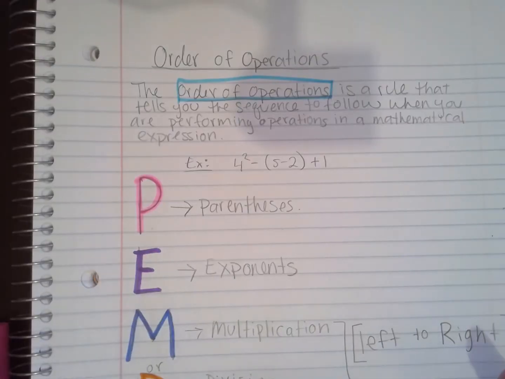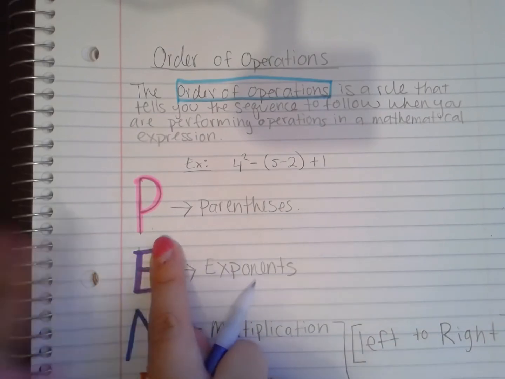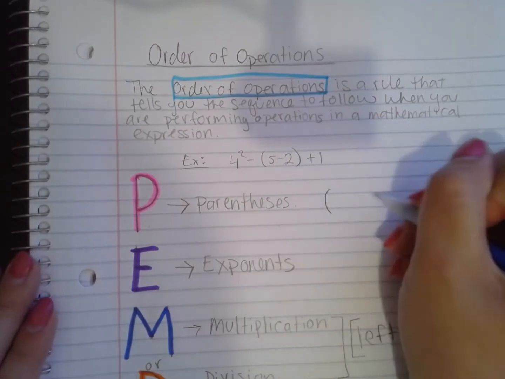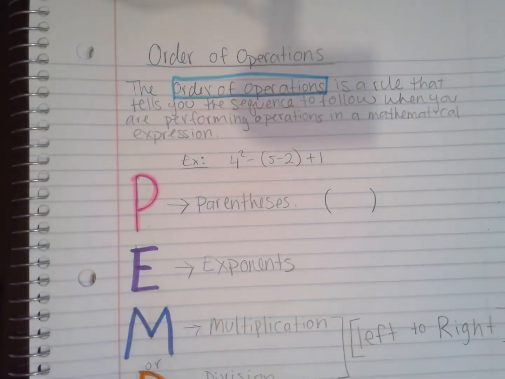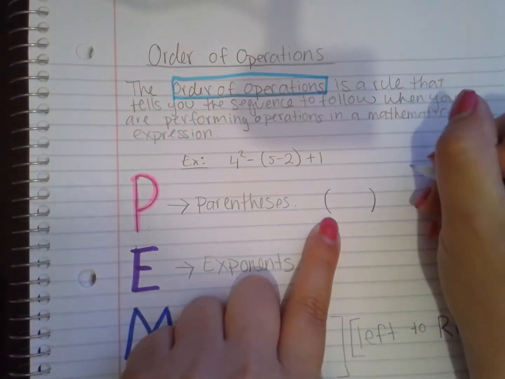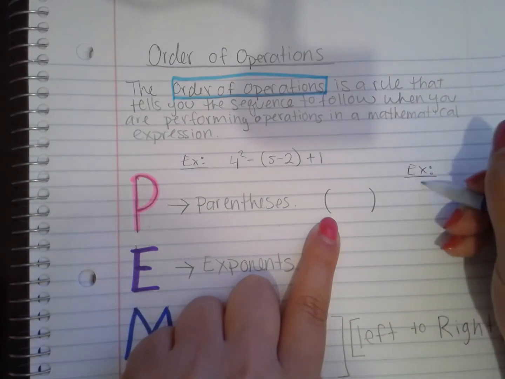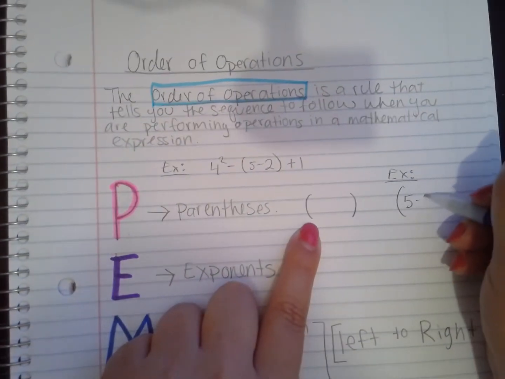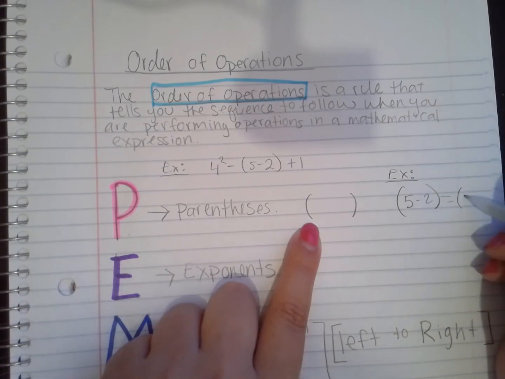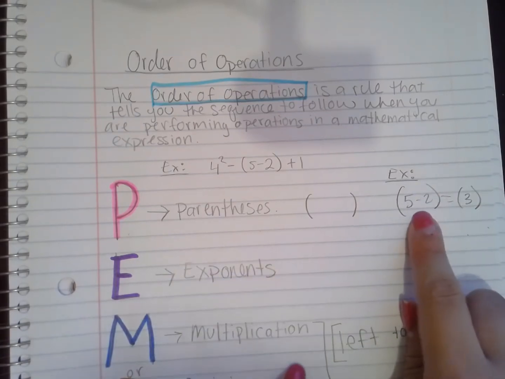So now that we took the time to write out all of our definitions, first I wrote out P, highlighted it, and wrote parentheses. Right next to parentheses, we're going to have these little symbols. When I have these symbols, it means that I need to do any operation that's inside of here. I'm going to write an example: let's say, 5 minus 2. I'm going to do the operation that's inside, so that means I'm going to have parentheses 3. That's it. Always do the operation inside of that parentheses.